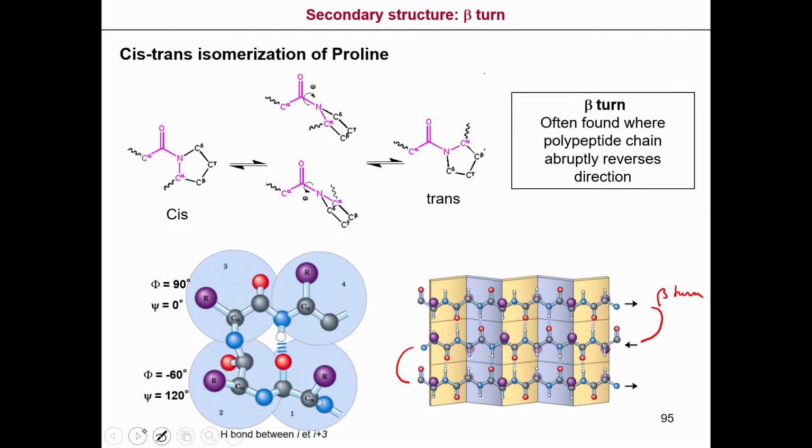In the beta turn, you always have a hydrogen bond between the NH and the CO. So the CO of the first amino acid and the NH of the fourth amino acid. Beta turns are often found where the polypeptide chain abruptly reverses direction, as in the beta sheet.